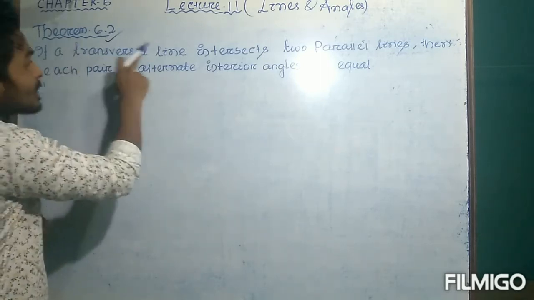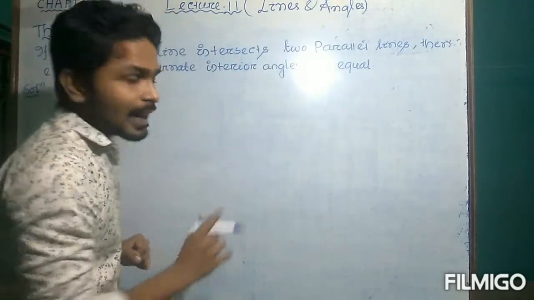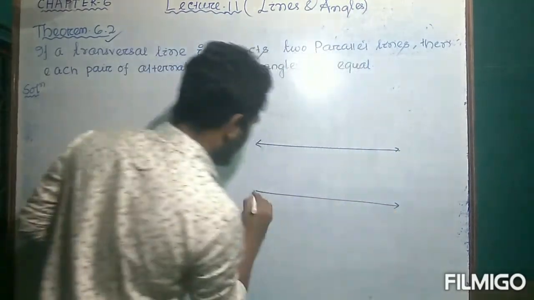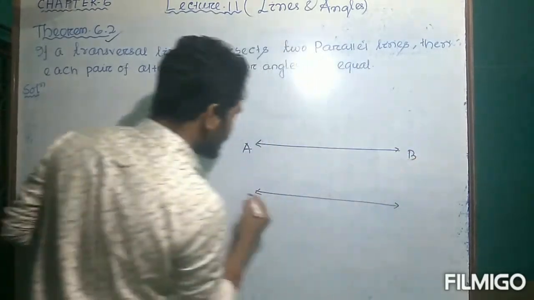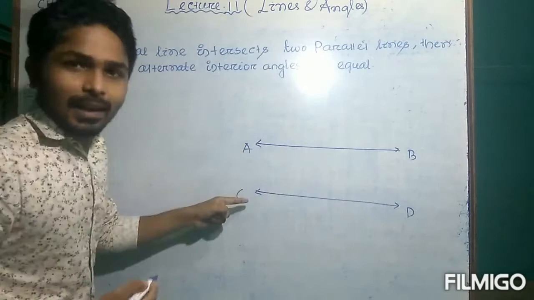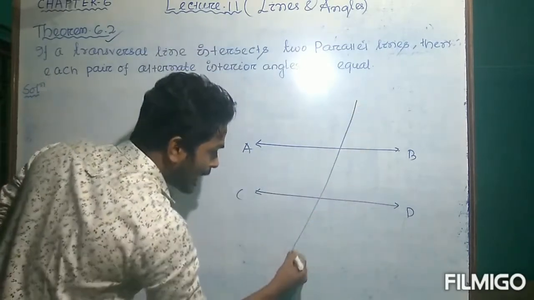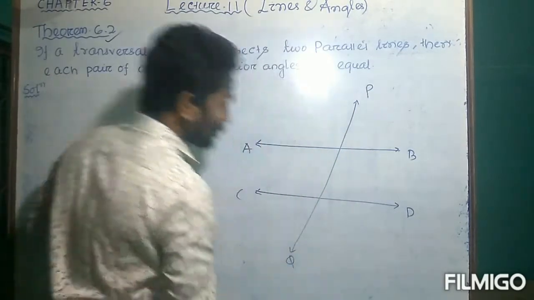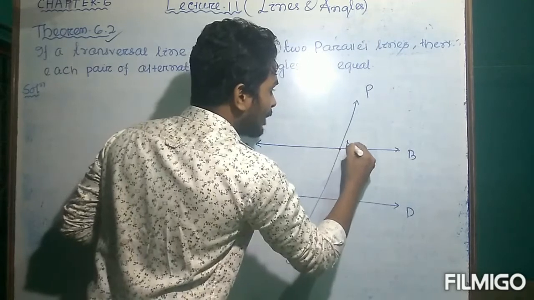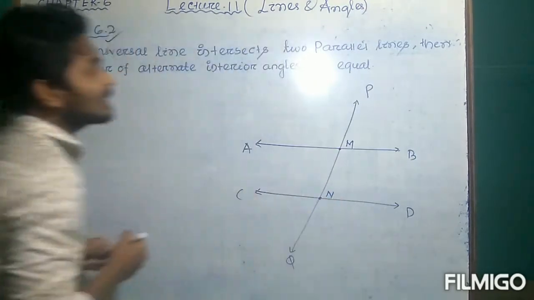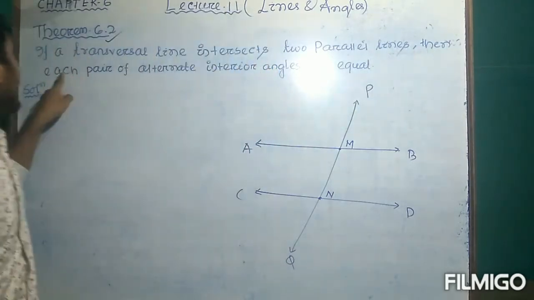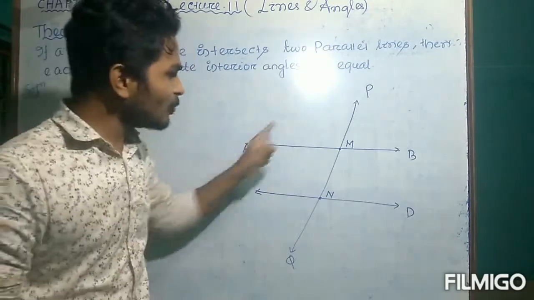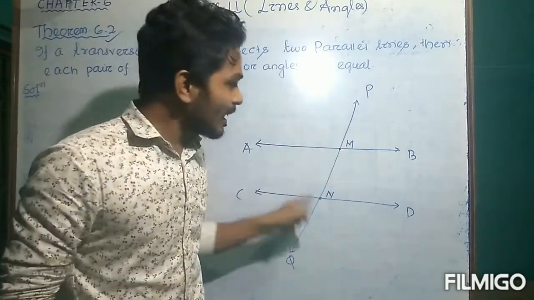It is given that a transversal line intersects two parallel lines. So there are two parallel lines AB and CD. Now these two parallel lines are being intersected by another line that is known as a transversal line PQ at two points M and N. Then each pair of alternate interior angles is equal. Now can you find how many alternate interior angles this figure has?